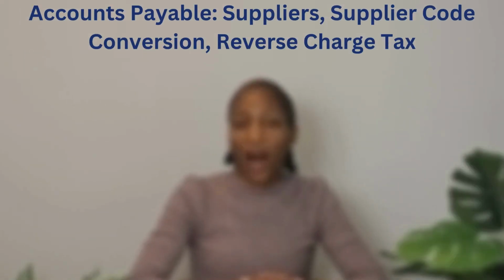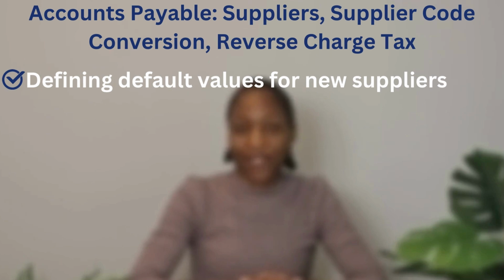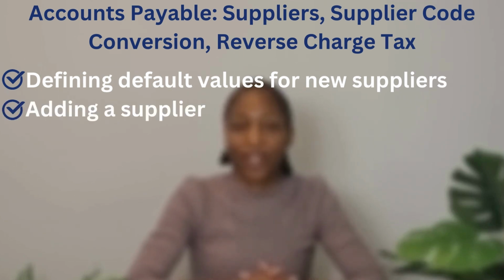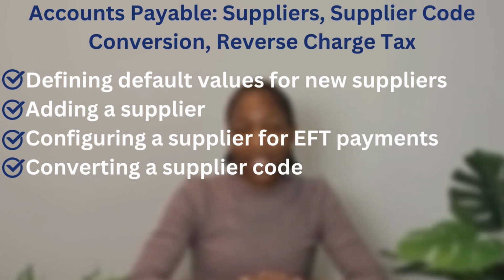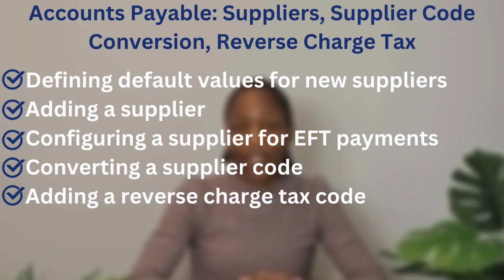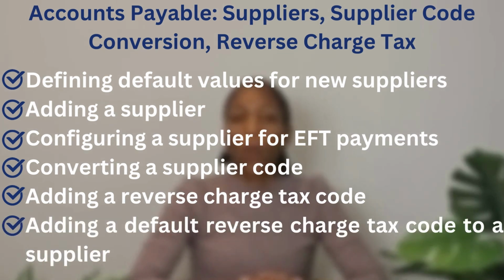So let's get started. This tutorial will include the following: defining default values for new suppliers, adding a supplier, configuring a supplier for EFT payments, converting a supplier code, adding a reverse charge text code, and lastly, adding a default reverse charge text code to a supplier.